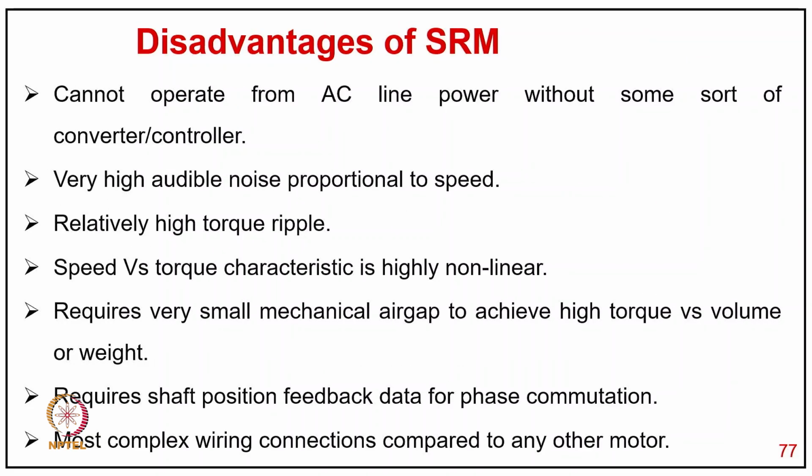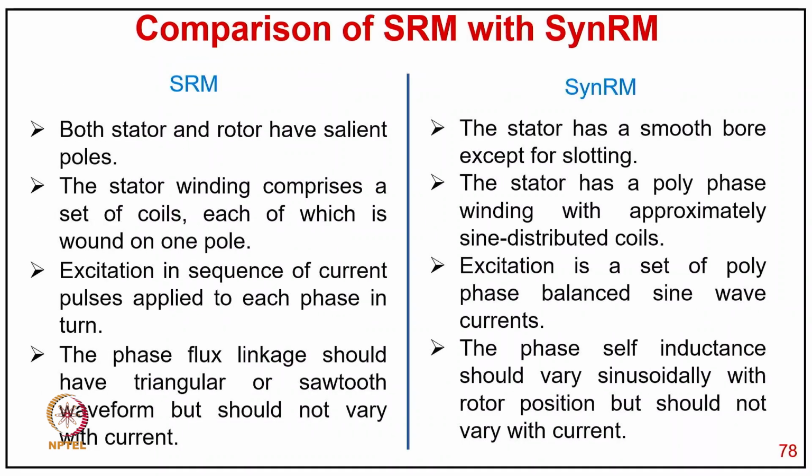Disadvantages: it cannot operate from the AC line power without some sort of converter or controller, and has very high audible noise proportional to speed. Relatively high torque ripple. Speed torque characteristic is highly nonlinear. It requires a very small mechanical air gap to achieve high torque volume per weight, requires shaft position feedback data for phase commutation, and has the most complex wiring connection compared to any other motor.